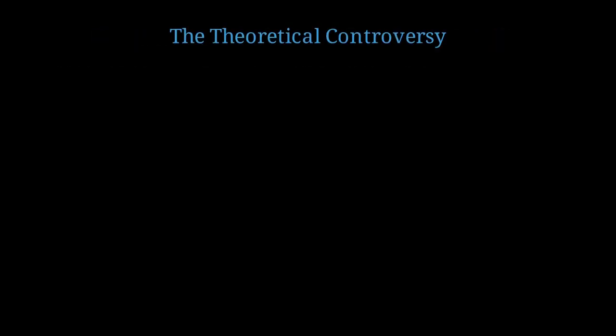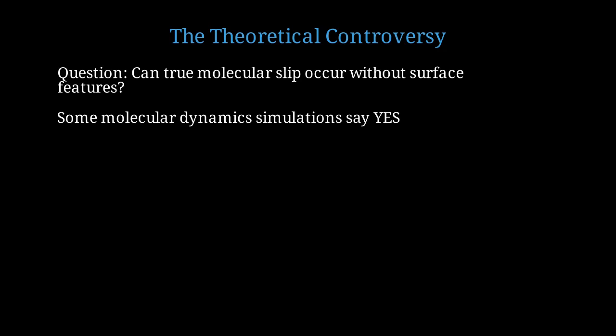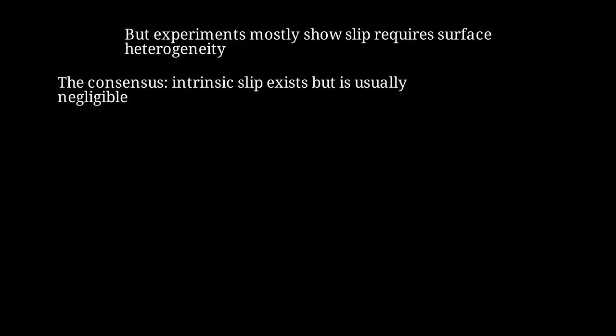Now I want to address an important theoretical controversy that has surrounded slip flow. Here's the controversial question. Can true molecular slip occur even on perfectly smooth surfaces, purely from weak fluid-solid interactions? Some molecular dynamics simulations suggest yes. If the fluid-solid interaction is weak enough, molecules might not fully equilibrate with the wall. However, most experiments show that significant slip requires some form of surface heterogeneity, like nanobubbles or roughness. The current consensus is that intrinsic molecular slip does exist, but it's usually negligibly small, just a few angstroms. Practical slip requires surface features.